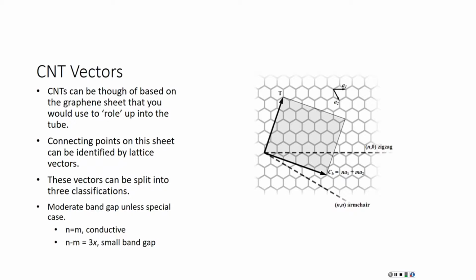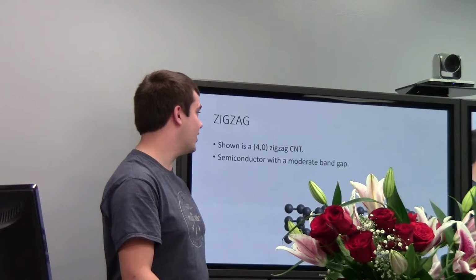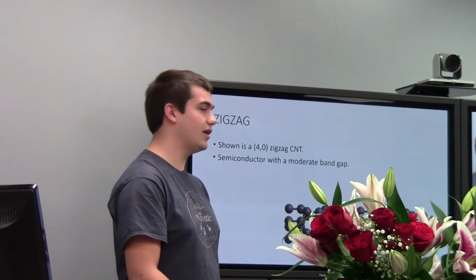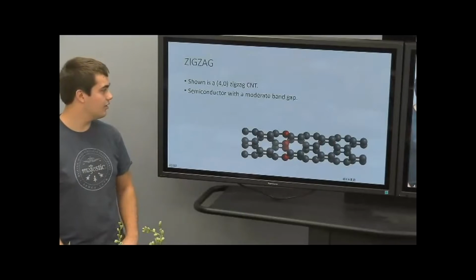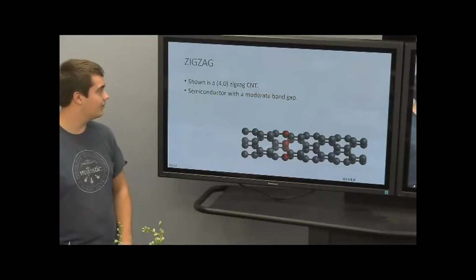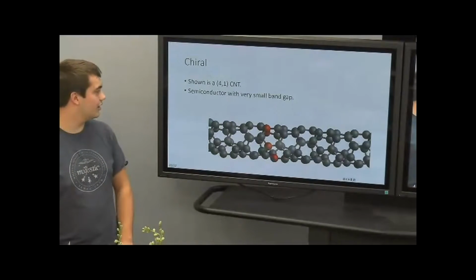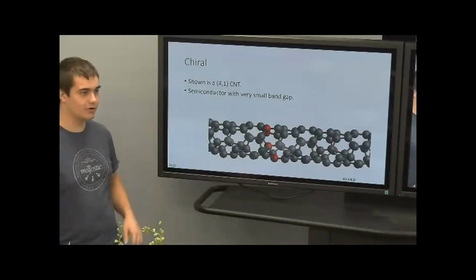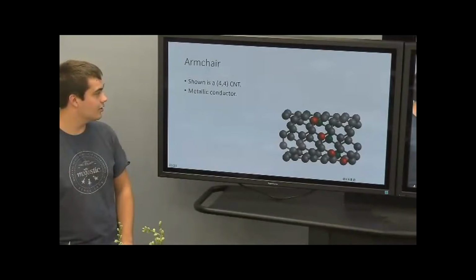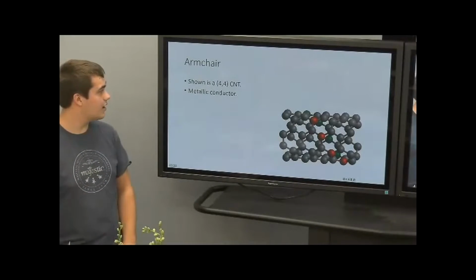So the three types that we could get when we do this are zigzag, where one of the pairs of vectors is a 0. So I've tried to highlight them in these pictures here so you can kind of get your mind around them. And we're going to be using zigzag, but there's also chiral vectors, where it's 2 unique numbers, and armchair, where both of the pair of vectors are the same.